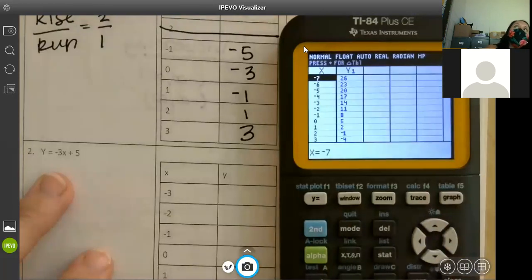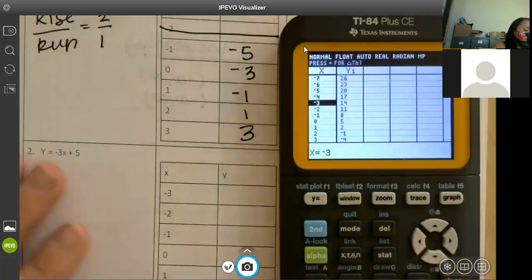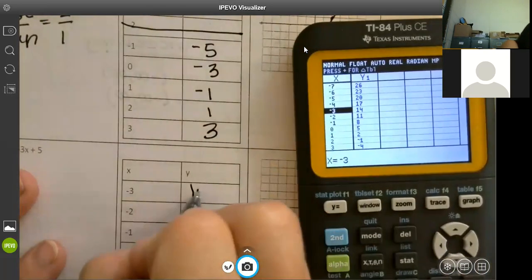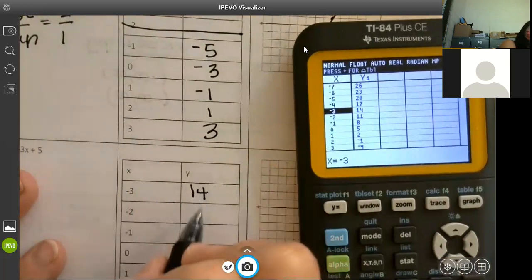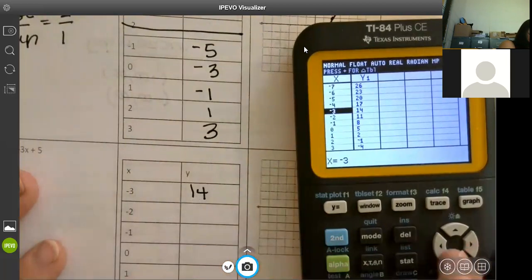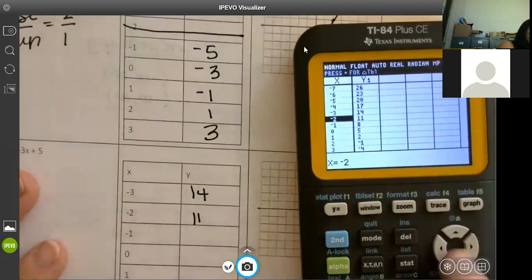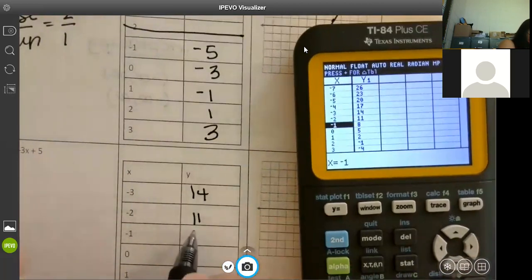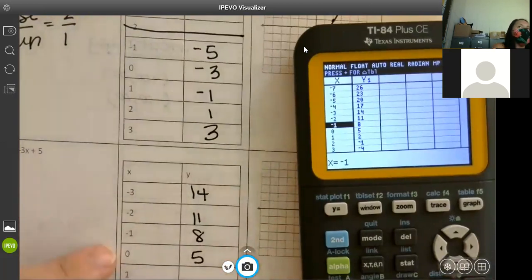I'm going to go to my table. And it says, what's at -3? You can look up here on the screen if you need to. What's at -3? 14. Somebody else, -2. Somebody else, -1. Guys, it's just reading. 8. Somebody else, 0. What is that point called?